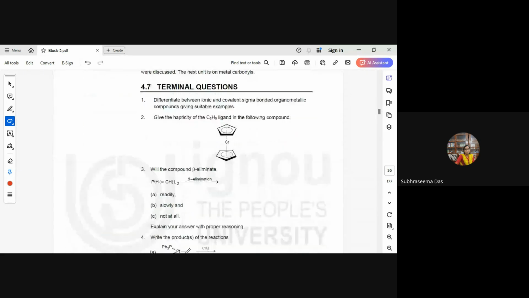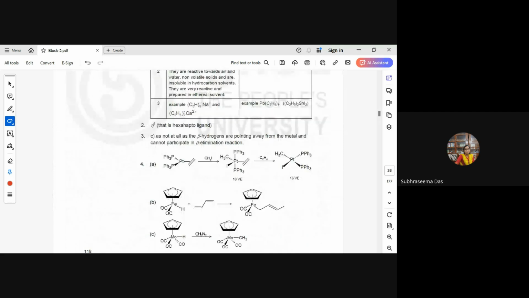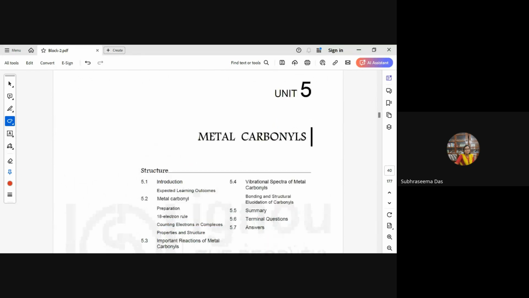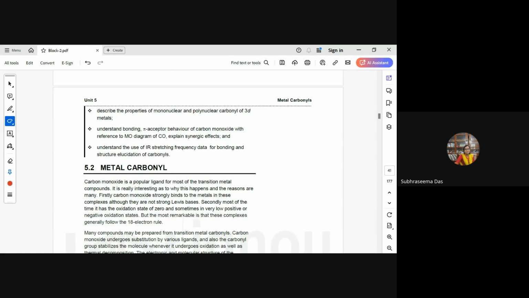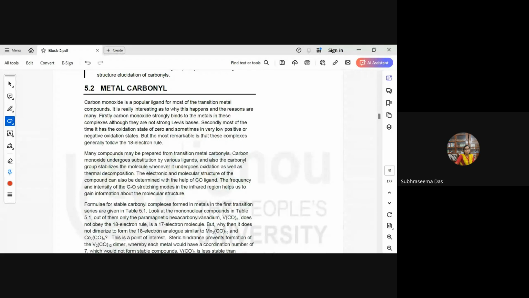Now we'll start with unit 5, and this unit deals with metal carbonyls. Metal carbonyls, as the name implies, contain CO, that is carbon monoxide. Firstly, CO is a very popular ligand for transition metal compounds.